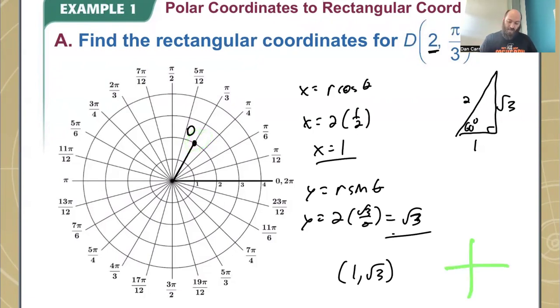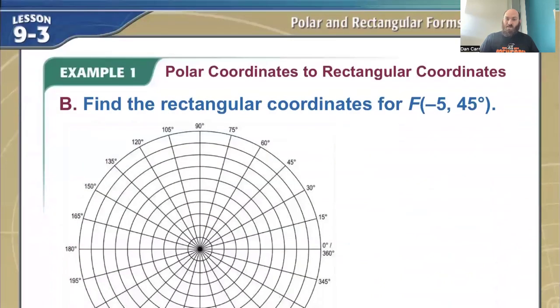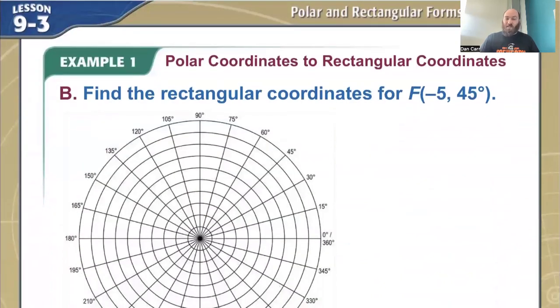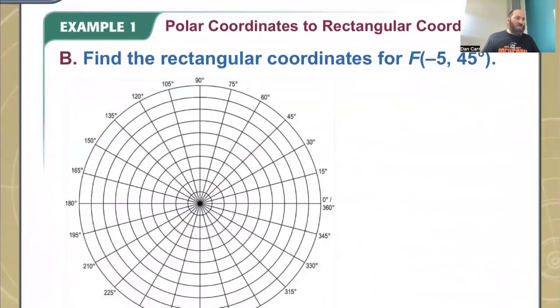So again, this is just looking at 1 comma root 3. It's going to be this point right here on an xy plane versus my polar position. Okay. So the rest of these are going to basically do the same thing. We're going to start with graphing these and we're going to use our definitions here. So in this case here, we've got -5 at 45 degrees. So 45 degrees puts me here. So -5 is going to go 1, 2, 3, 4, 5 this way. Here's my point F.